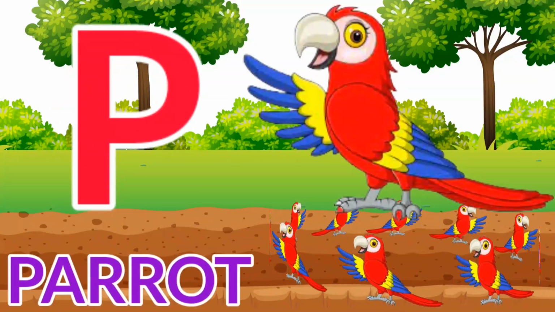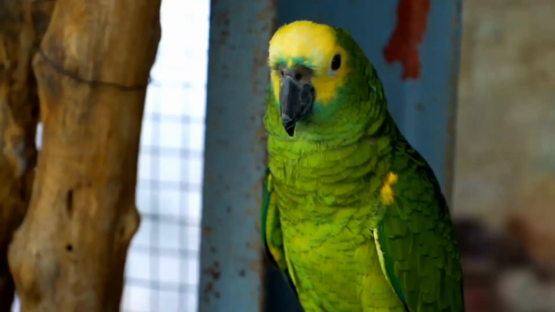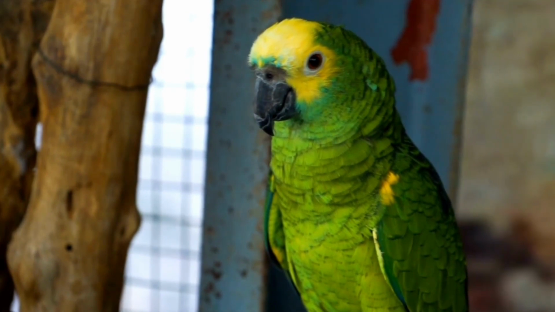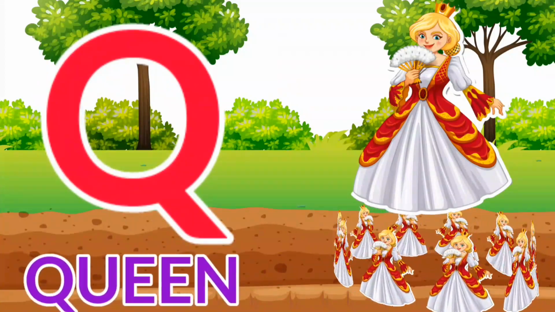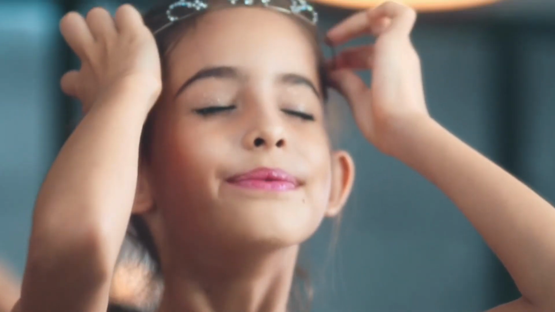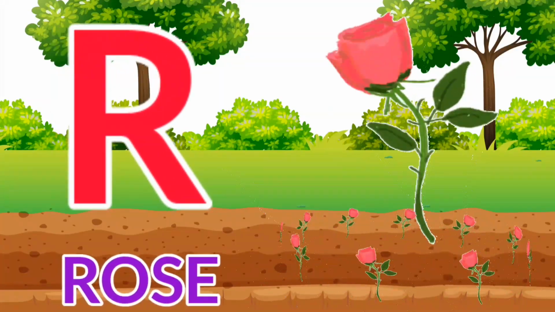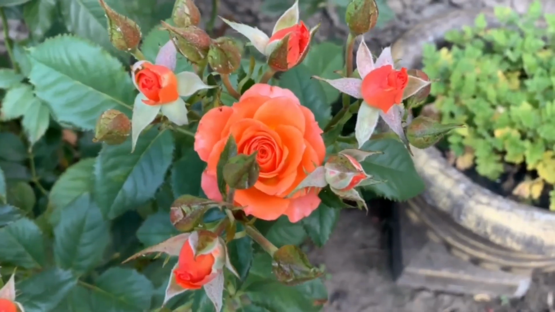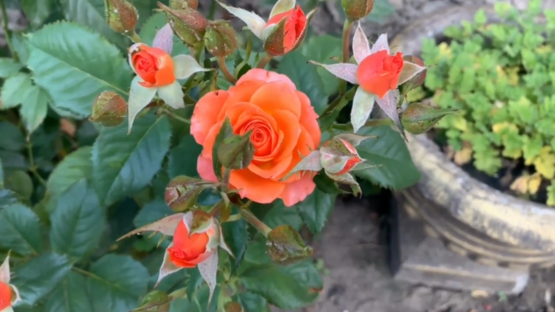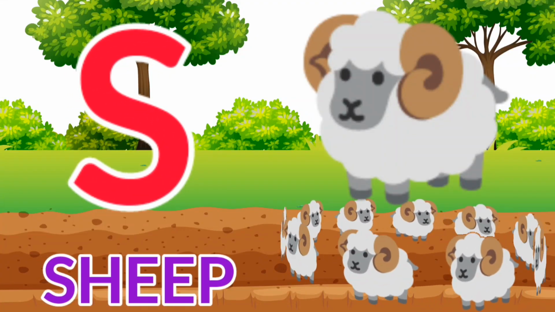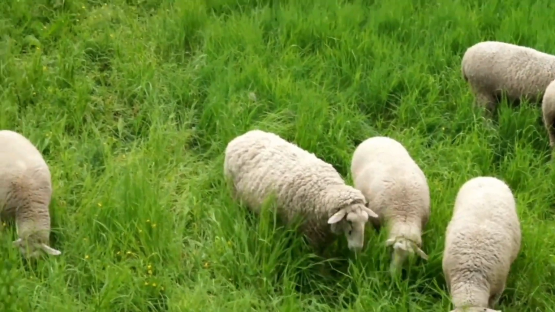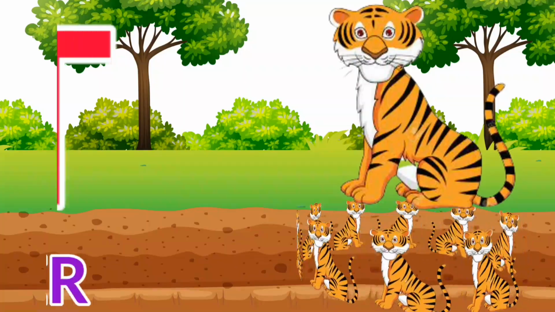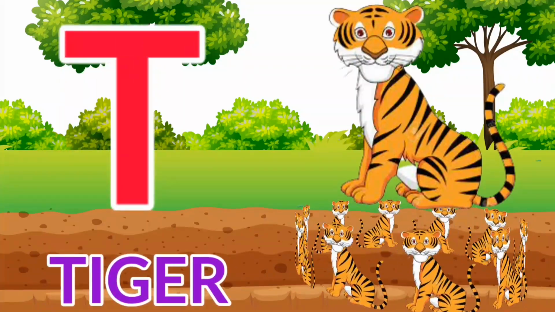P for parrot. Q for queen. R for rose. S for sim. T for tiger.